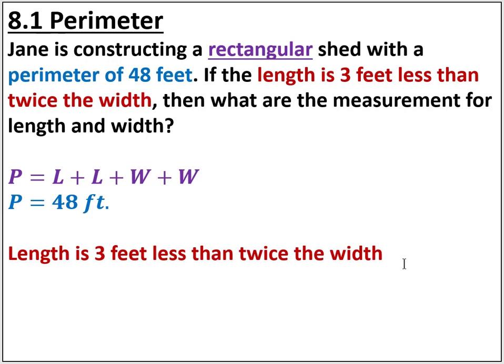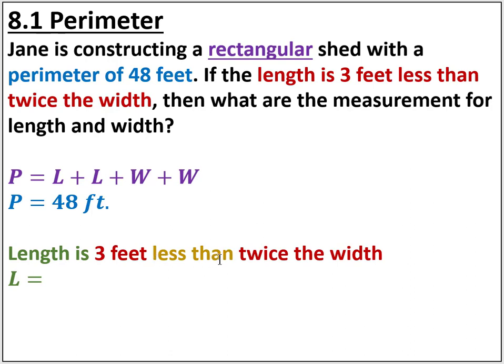Where it says "length is," we're going to rewrite it as L equals. Now, in this sentence, it says "less than." When it says less than, it means subtract. If it says more than, that means you're going to be adding. So if it says less than, you subtract; if it says more than, you add.